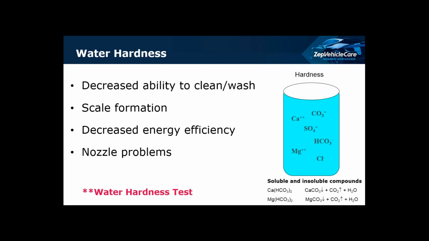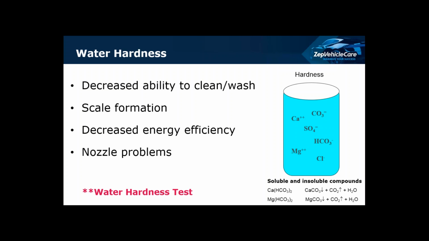And then another thing a lot of people don't think about is decreased energy efficiency. A lot of heating elements in a hot water heater, or in a heating system for your water, for your pre-soak, if it starts to build calcium around the element, it's going to decrease the ability for it to heat the water well, and eventually it's going to burn out the element that you'll have to end up replacing. And then, of course, the nozzles we talked about a little bit earlier.